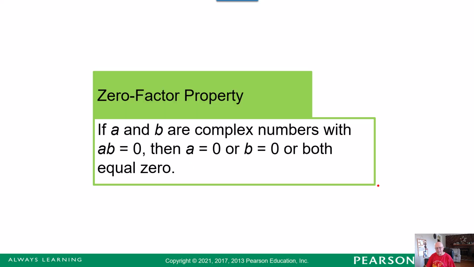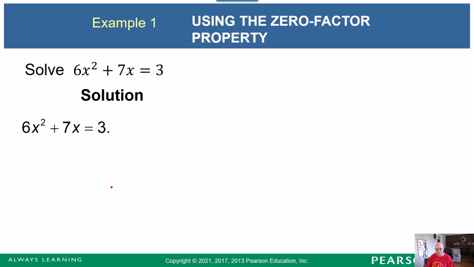Now we'll start into this a little bit easily. The zero factor property looks a little bit complicated, but it's really not. Now we're saying a and b are complex numbers. That's no big deal. They're just numbers, period. What we're saying here is if we're multiplying two numbers together and we end up with 0, that means one of these guys is 0. Maybe both, but at least one of them is 0. That's all it says. So, using the zero factor property.